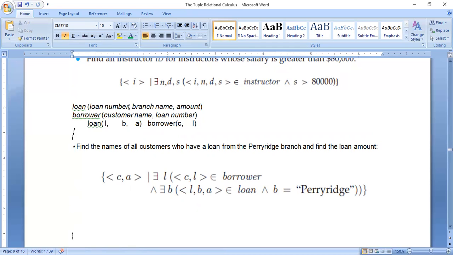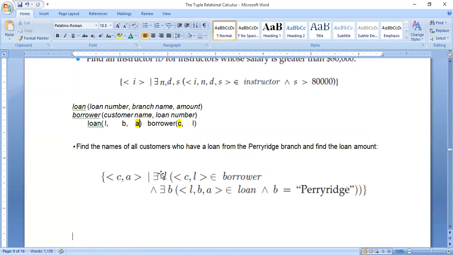Now remember, this loan number was from the loan relation, and since this is a join, in the join we use the same variable for loan number in the loan relation as well as loan number in the borrower relation, because here we are outputting the result based on the join of the two. So the customer name and amount are required to be printed because we have to find the loan amount. The customer name is represented by C, so we have used this C, and the loan amount is represented by A, so we have used this A.